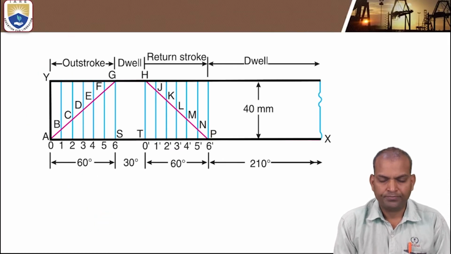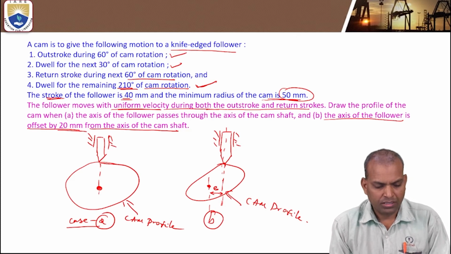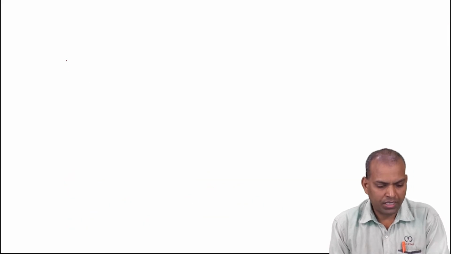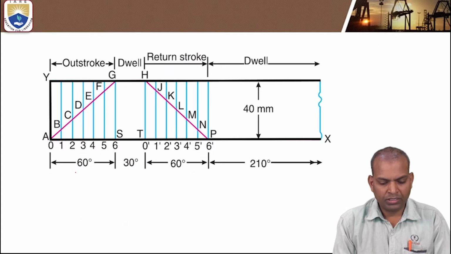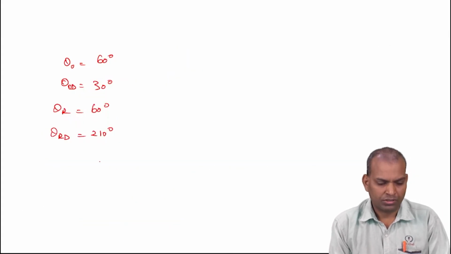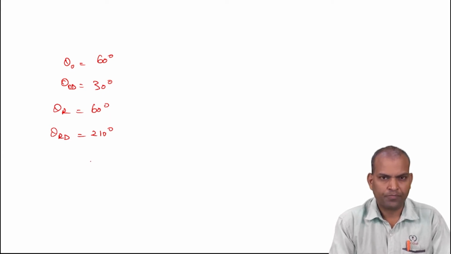Now how to draw this displacement diagram? We have to consider outstroke theta O of 60 degrees, theta OD of 30 degrees, theta return stroke of 60 degrees, and theta return dwell of 210 degrees. So convert this into a rectangle in order to draw the displacement diagram with uniform velocity.